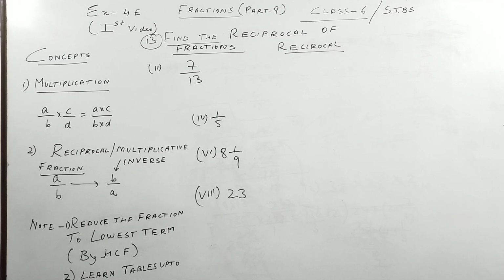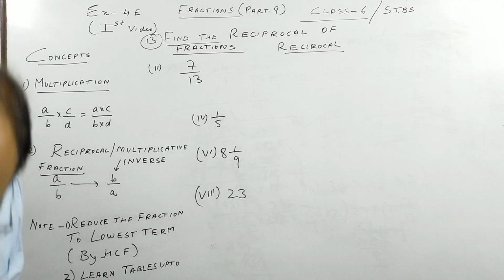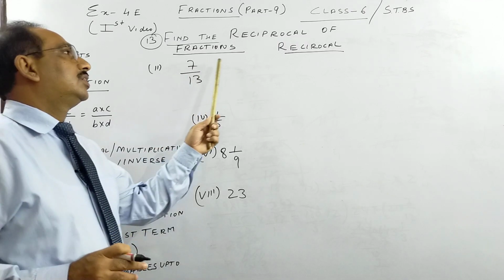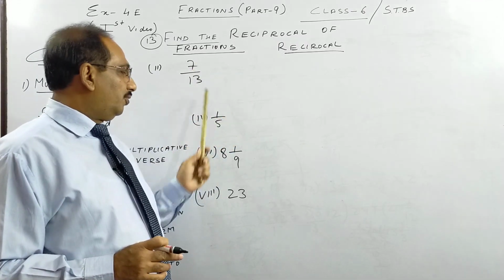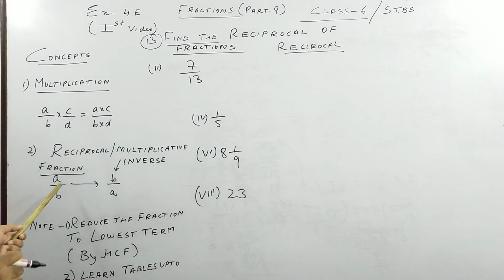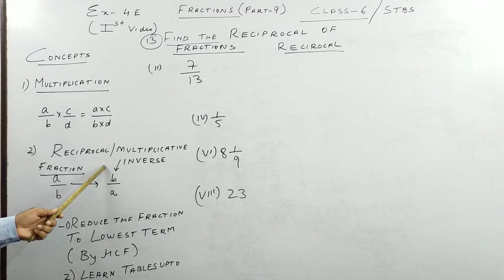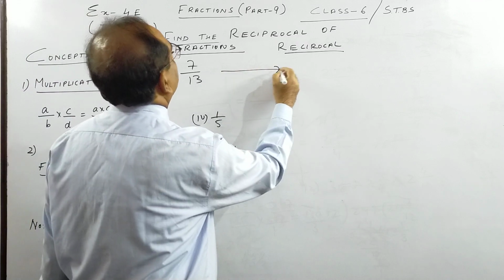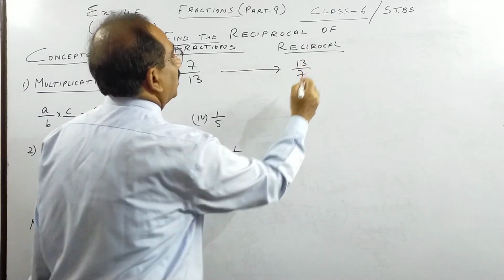Let us see the next sum, that is question number 13. The question is, find the reciprocal of the following fractions. So this is a fraction, and reciprocal, as I have given you in the concept which I am explaining now, a by b, reciprocal is b by a. So in short, the denominator becomes the numerator, the numerator becomes the denominator. So see this question, the answer is 13 by 7.